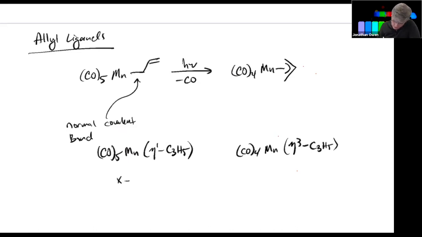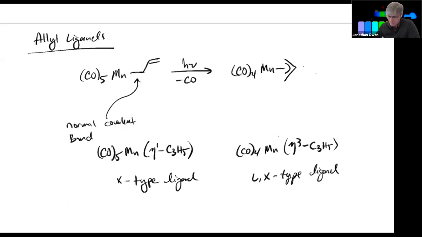This is an X-type ligand. This one is an L comma X type ligand. So here you have both a dative bond and a normal covalent bond.